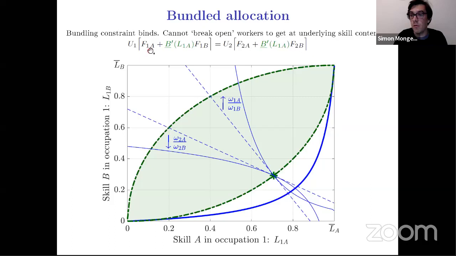How much skill B do they have? Well, that's given exactly by the slope of this lens, which is equal to their relative endowment of skill B relative to skill A. And then this is how I value that increase in production. This has to be equated to the utility of the lost output in occupation two.